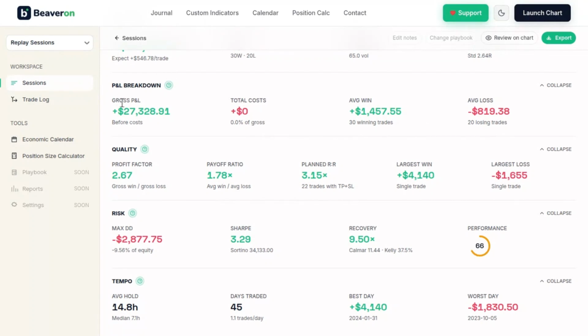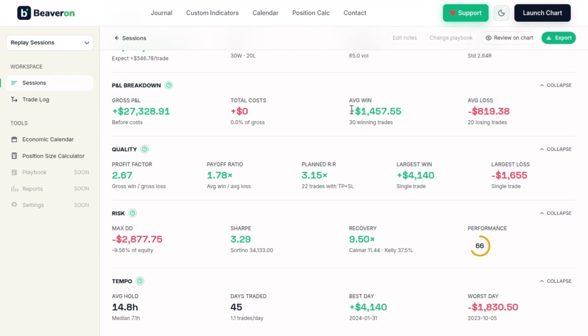So once again, it just shows our P&L breakdown, where gross P&L is over 27,000. Now this is before costs. However, I did not account for costs in this backtesting session. That was just kind of an error on my part. So it would be a little bit less than this. However, futures is a lot cheaper than, say, if you were trading big lots on Forex, for example.